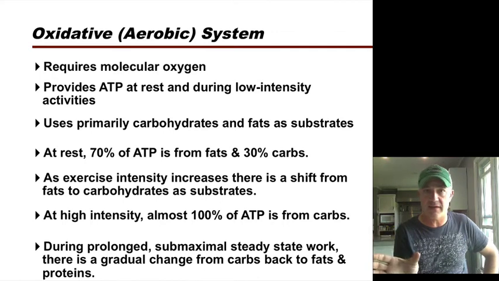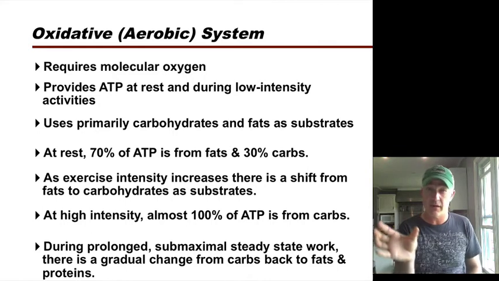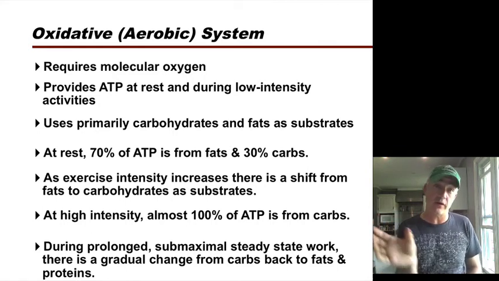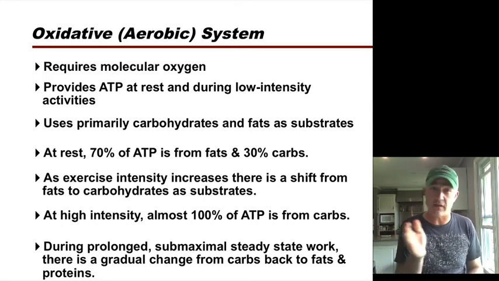Carbs are one of the gas tanks. Fats are the other one. Carbs are able to supply a little more ATP for the amount of oxygen that you're bringing in. So these tend to be favored as the intensity level increases.